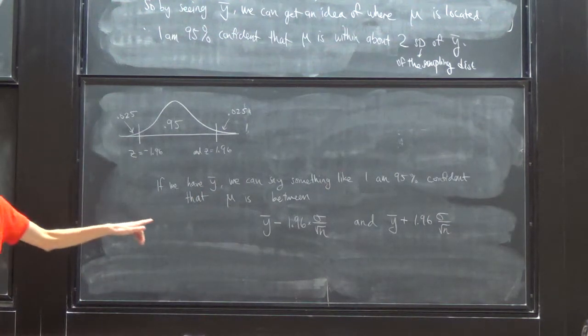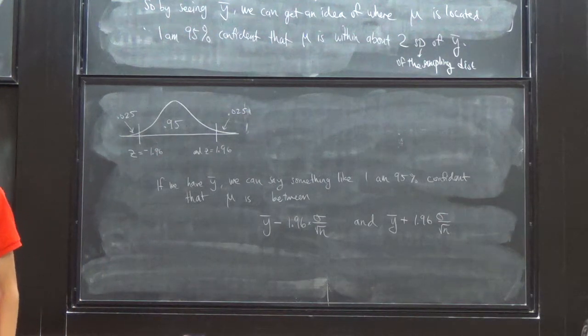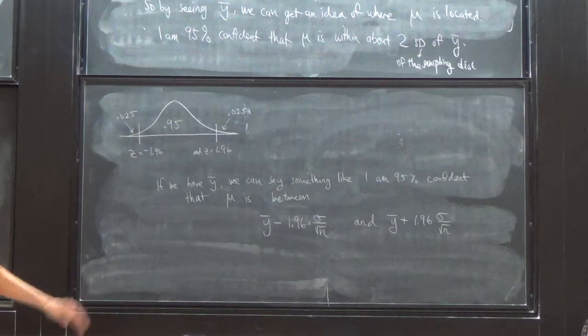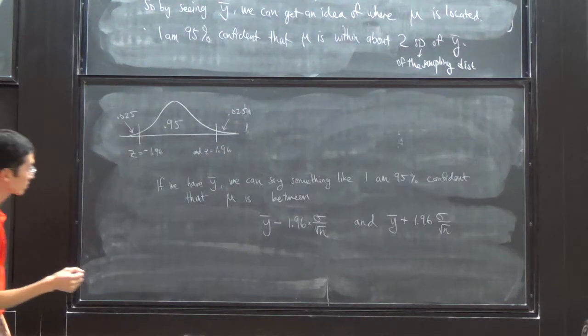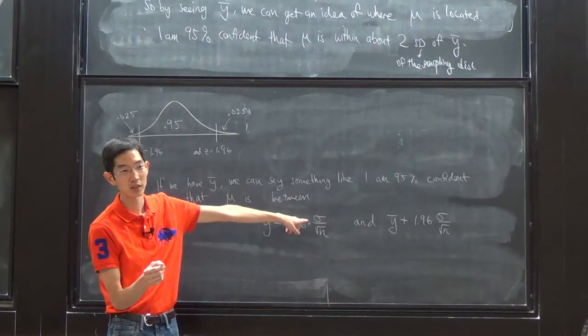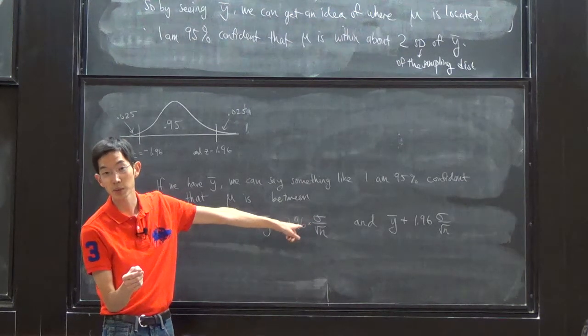Alright. There's one problem here though. Can you guys see the problem? I'll let you guys finish writing all of this. The problem is, we don't know what sigma is. What is sigma? Sigma represents the standard deviation of the population.